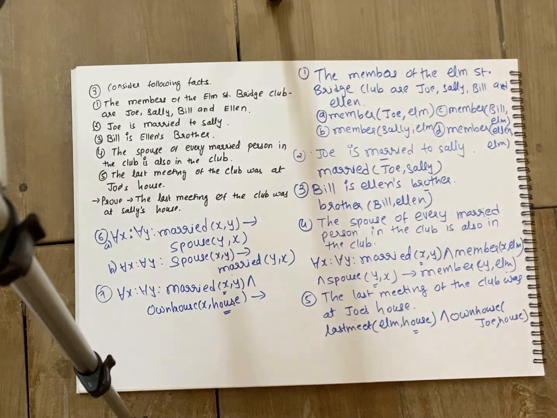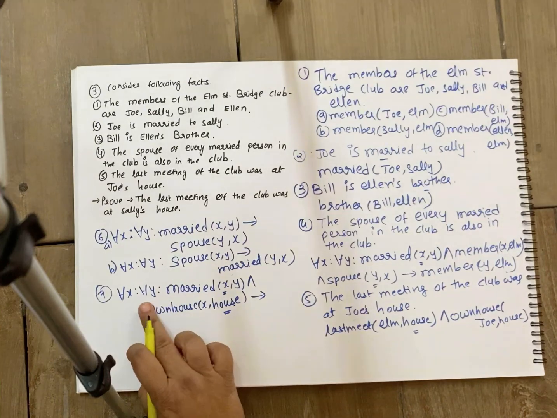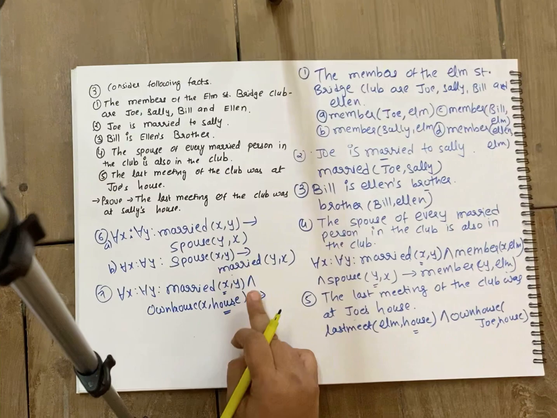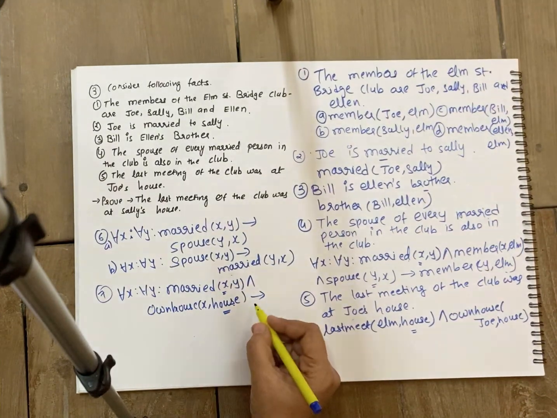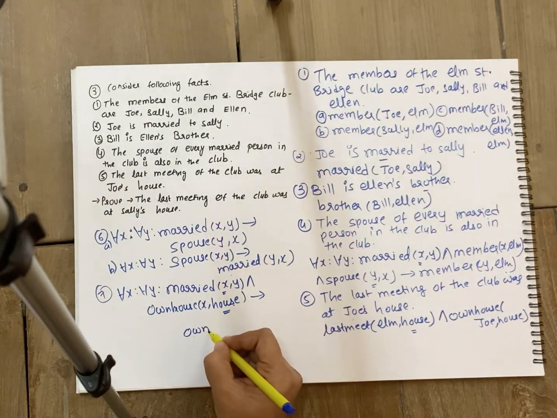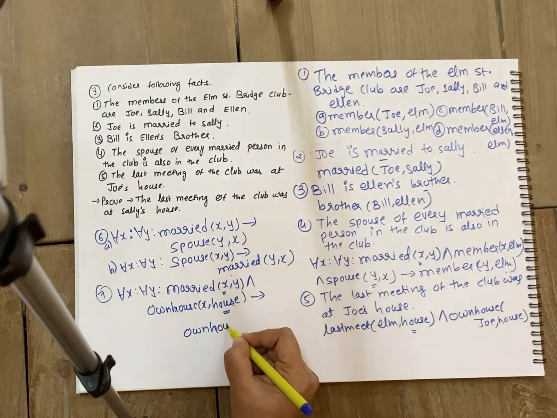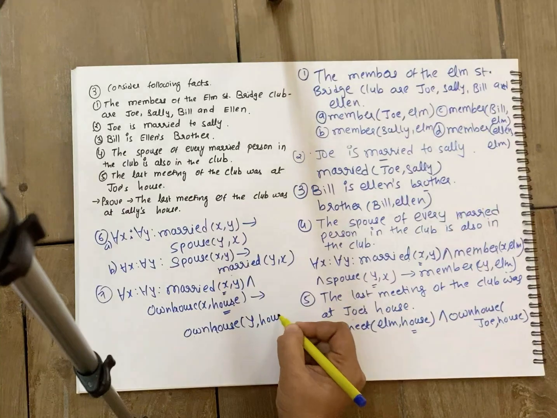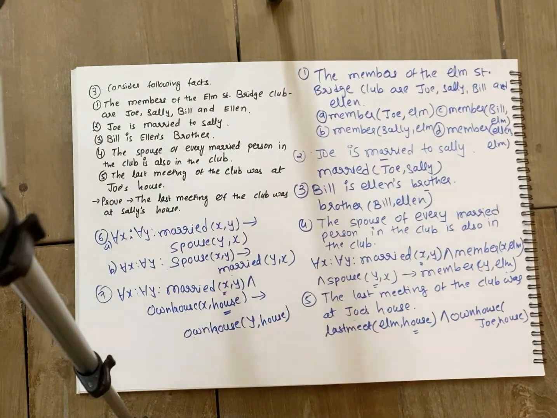Are you getting what I am trying to say over here? That X and Y both are married and X is owning a specific house, then Y is also owner of that house. So it implies own house Y comma house. That is also true. Simple. Are you getting this? So see, these are the things which are inherent and which as a human we can perceive easily, but computer cannot, and hence we have to explicitly write this.